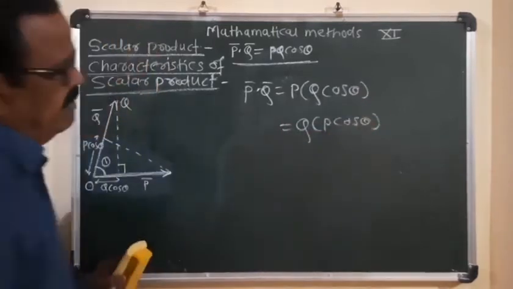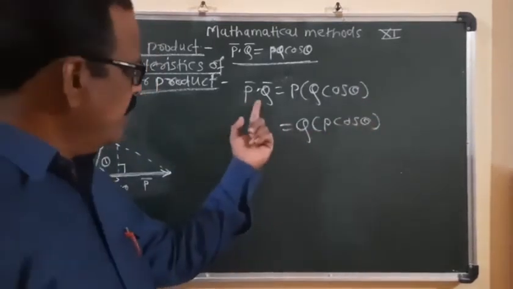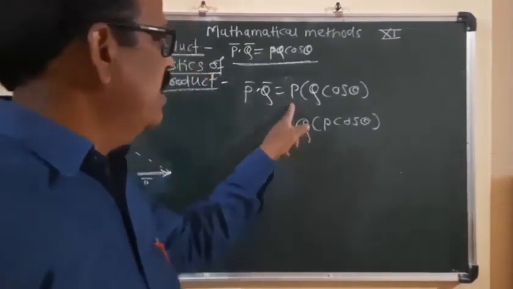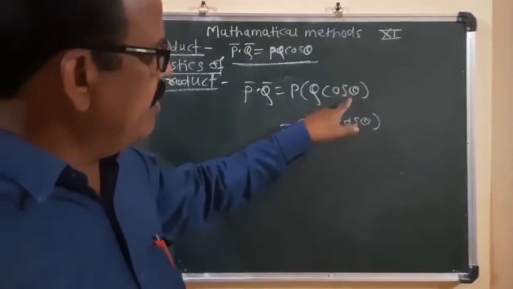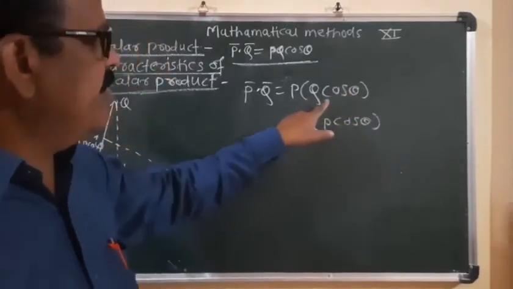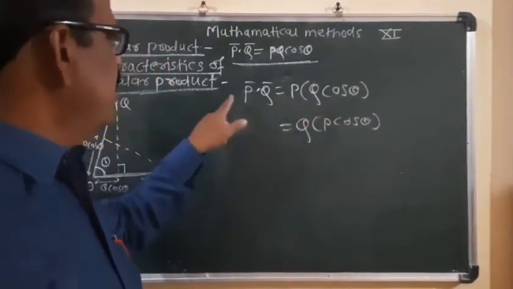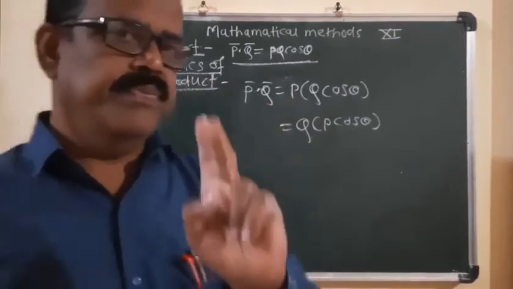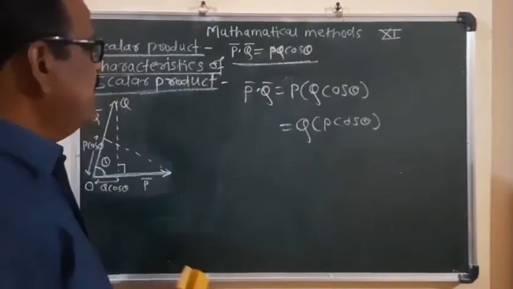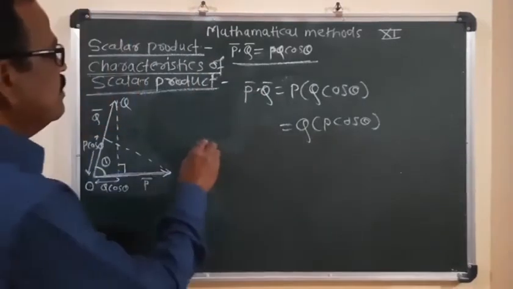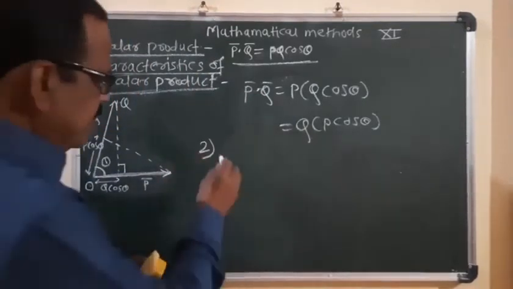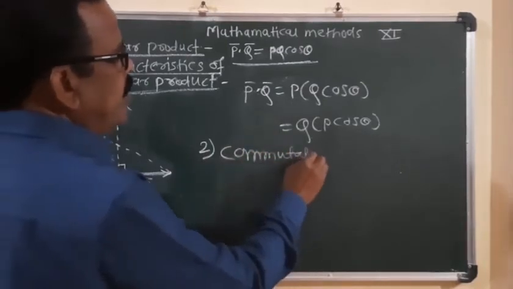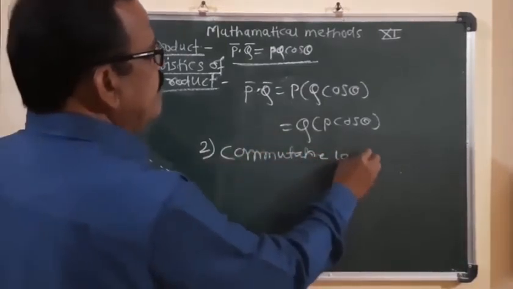That is, scalar product of two vector is equal to magnitude of first vector and component of other vector in the direction of first vector is the first characteristics of scalar product of two vectors. Next characteristics is scalar product obeys the commutative law. Commutative law of multiplication.